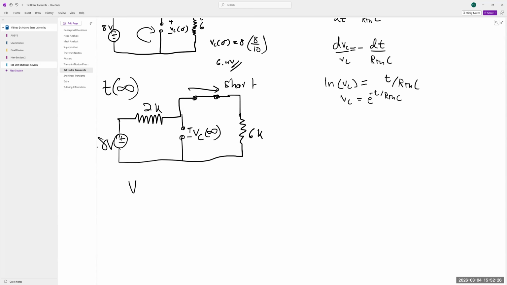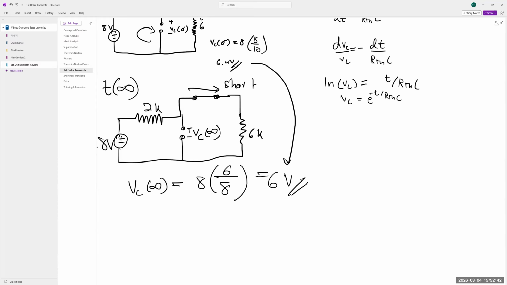So now what's VC of infinity? VC of infinity is going to be the 8 volts divided by 6 over 6 plus 2, so 8. So that's going to be 6 volts. So we see that we started off at 6.4 volts, but we're ending up at 6 volts.